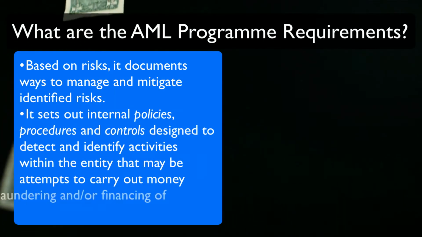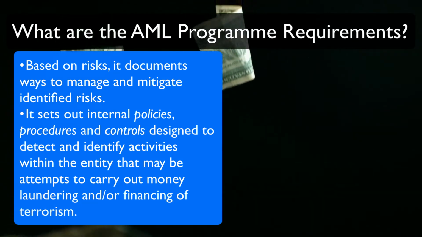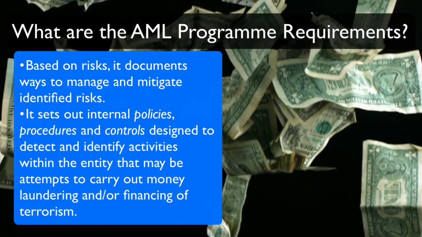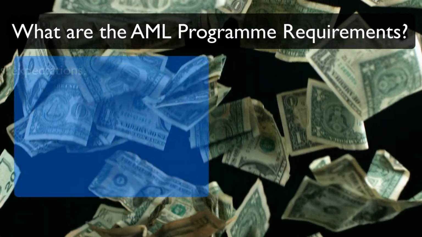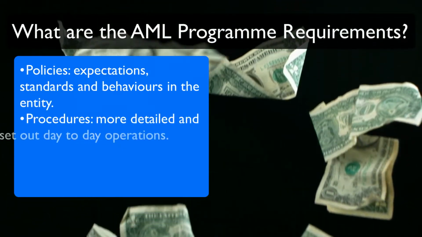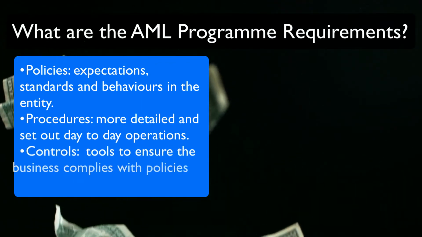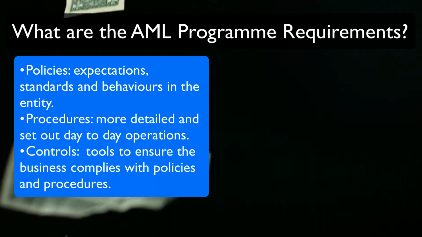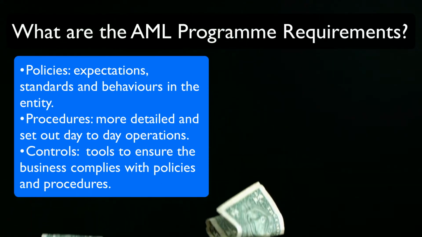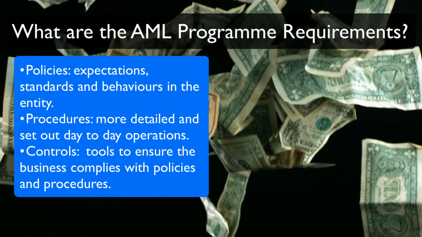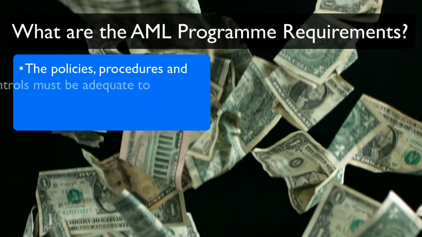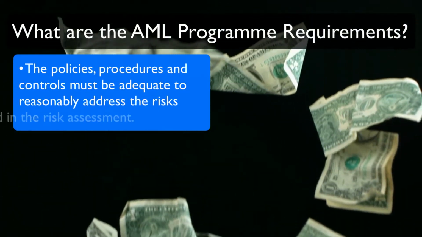It sets out internal policies, procedures and controls designed to detect and identify activities within the entity that may be attempts to carry out money laundering and/or financing of terrorism. Policies are expectations, standards and behaviours in the entity. Procedures are more detailed and set out the day-to-day operations to carry out the policies. And then controls are tools to ensure the business complies with policies and procedures. So all these form part of the AML CFT program. These policies, procedures and controls must be adequate to reasonably address the risks identified in the risk assessment.